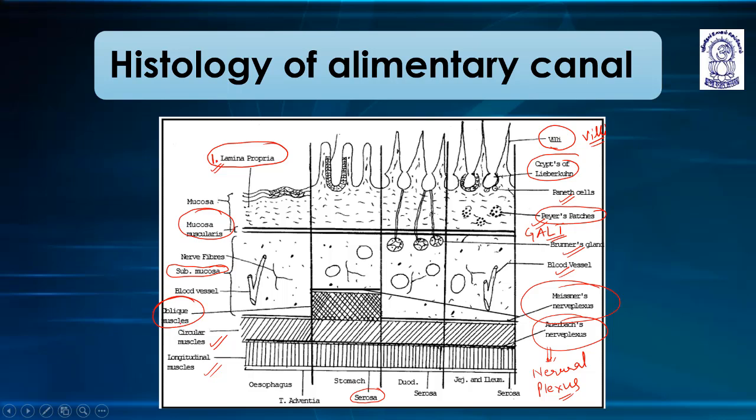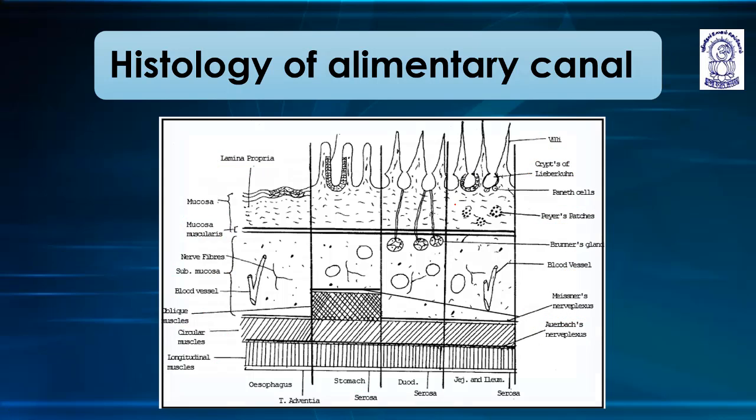Villi, you can see the finger-like projections, and along with the finger-like projections we have a sac-like structure, which is a crypt of Lieberkühn. So this is the histology of the alimentary canal. Moving to the next slide.